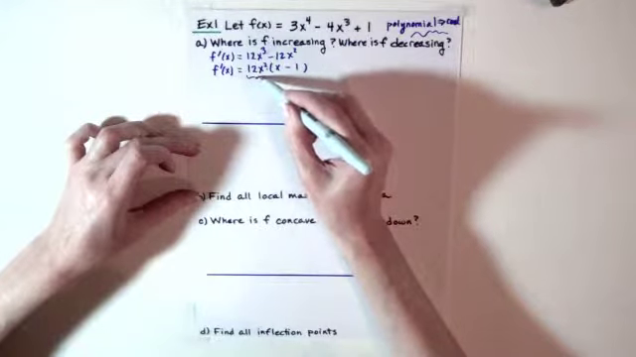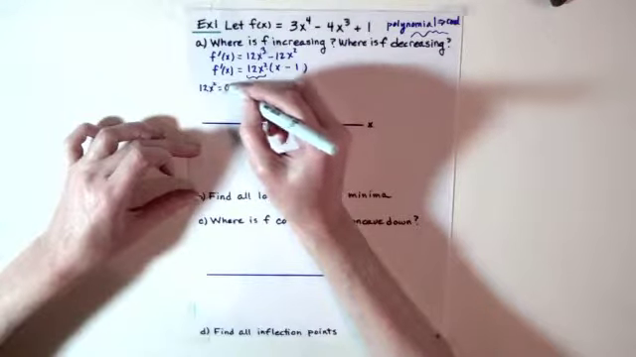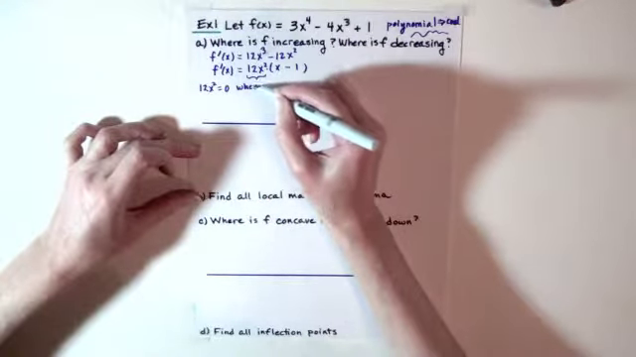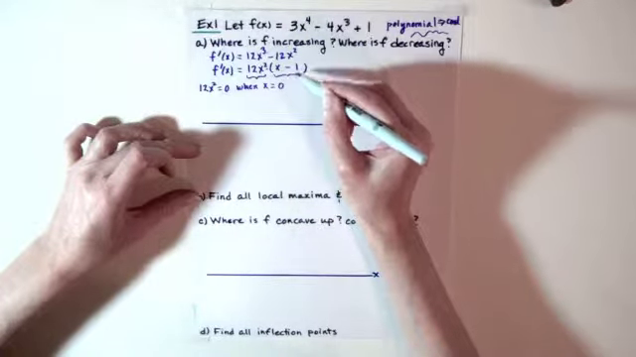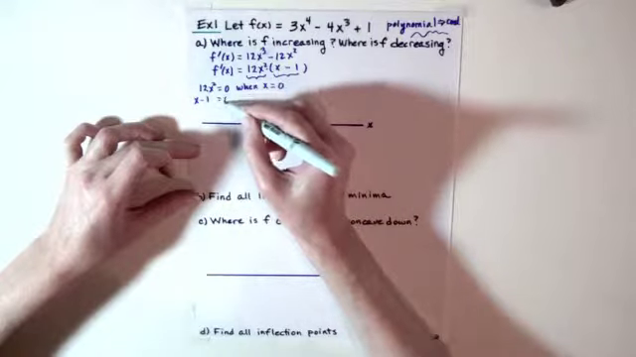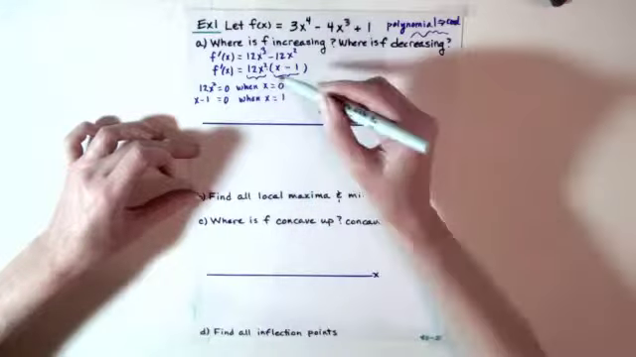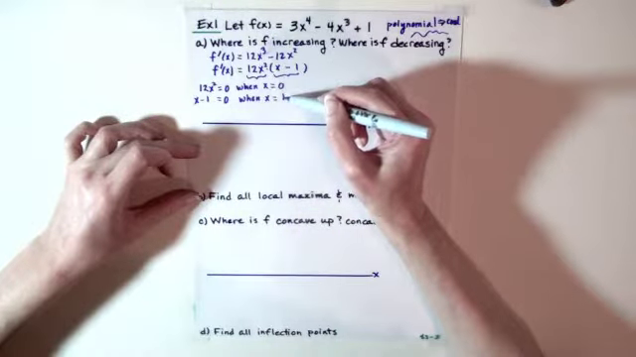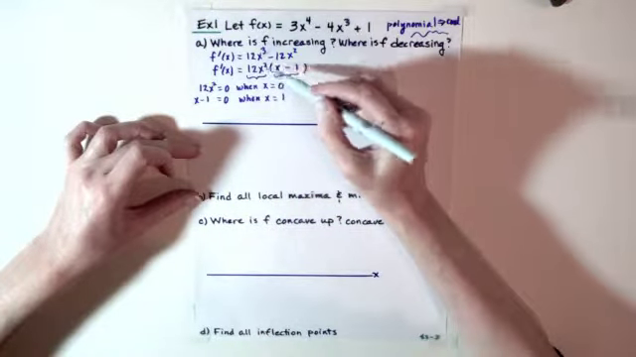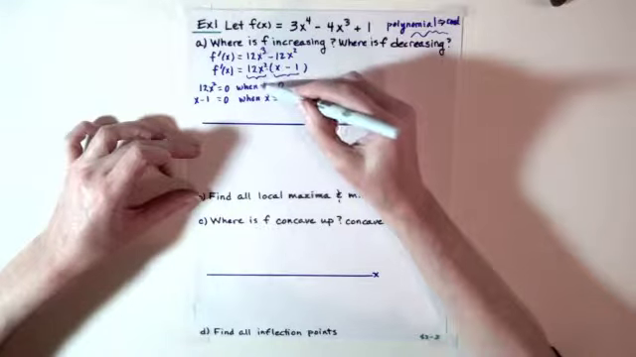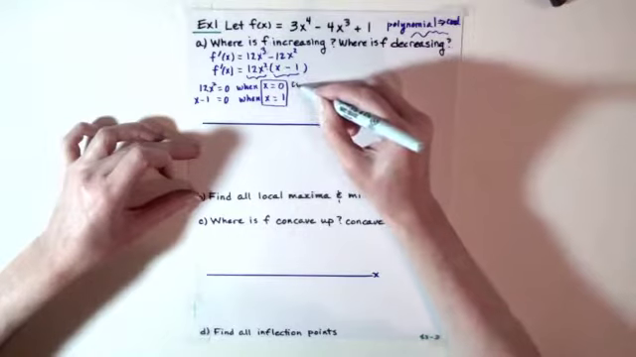This factor, 12x squared, equals 0 when x equals 0. And this factor, x minus 1, is equal to 0 when x is equal to 1. So 0 and 1 are the only x values where f prime could be switching sign, because it's the only place where these factors could possibly be switching sign. And these two numbers that we just found are referred to as the critical numbers.